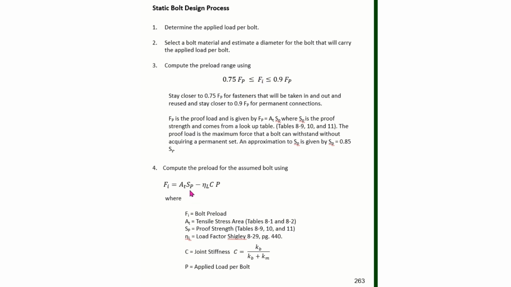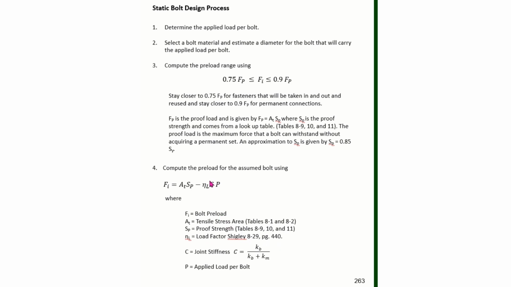And we compute the preload using this expression here for a static bolt design, where preload is equal to tensile stress area times the proof strength minus eta L C P. Now AT is a lookup value, that's easy. SP is a lookup value, that's easy. Eta L is the load factor, it's the safety factor. And there are tables and expressions for all of those values.